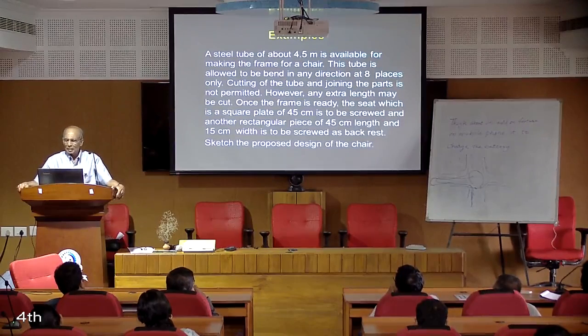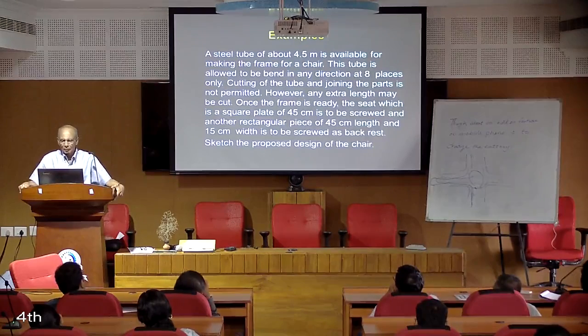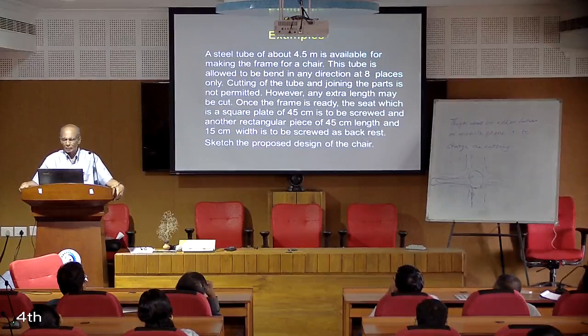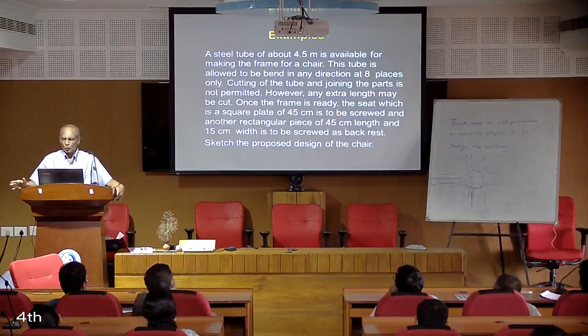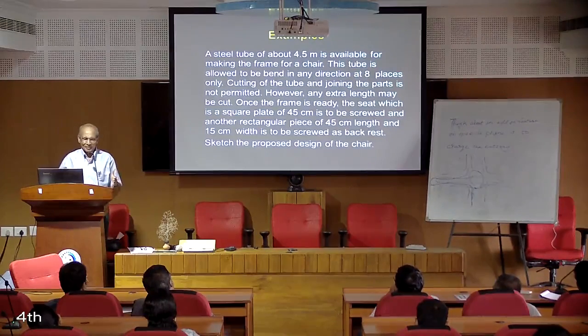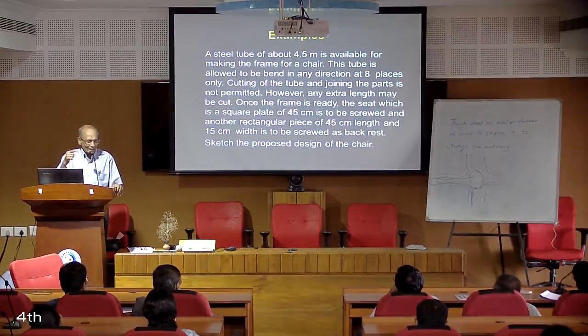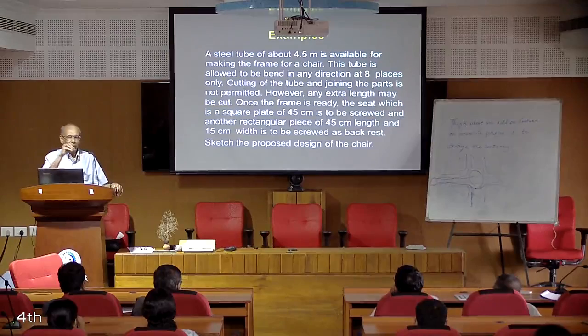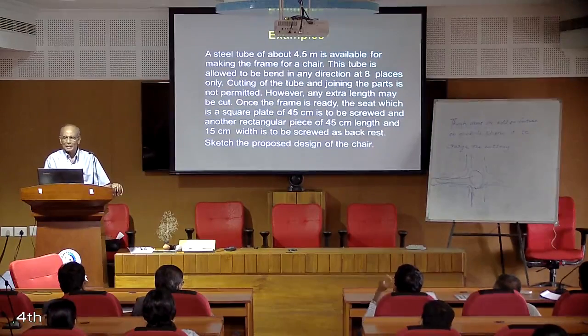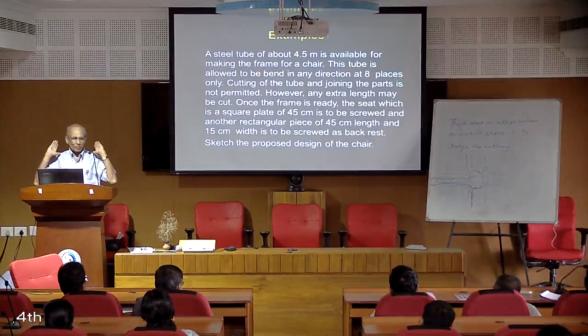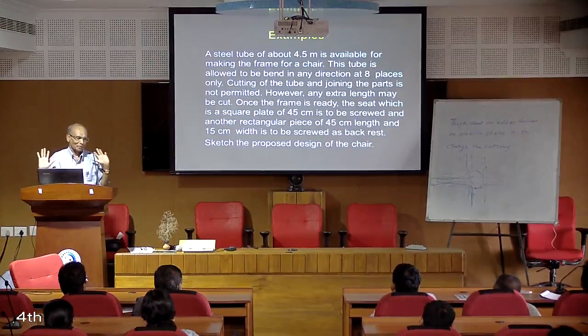Once the frame is ready, the seat, which is a square plate of 45 centimeter, is to be screwed, and another rectangular piece of 45 centimeter length and 15 centimeter width is to be screwed as the backrest. He gets a clue. 45 is the width. Both are 45. That means the width of this one is 45. So, see, this is how the clue is embedded in it. He should be able to understand this as an engineer, that the seat is 45, the backrest is 45, so there is a 45 connection somewhere.